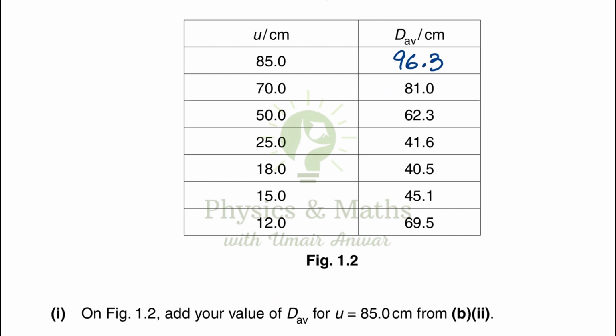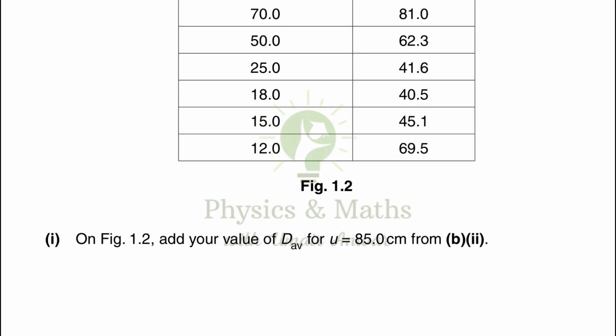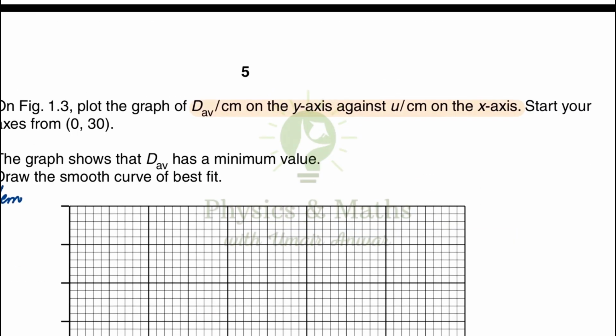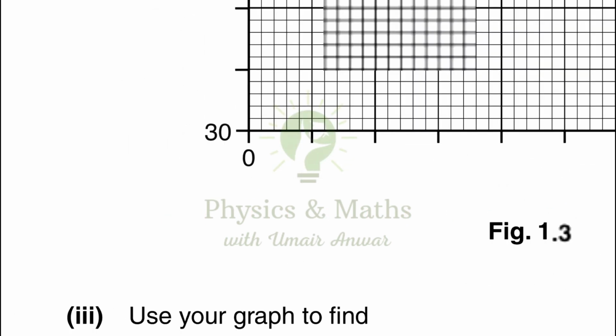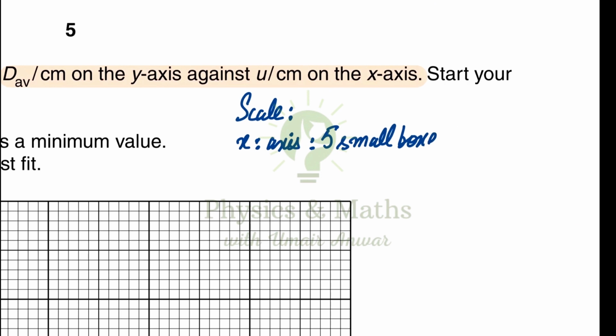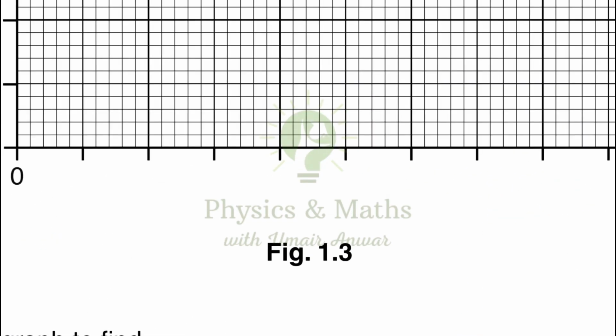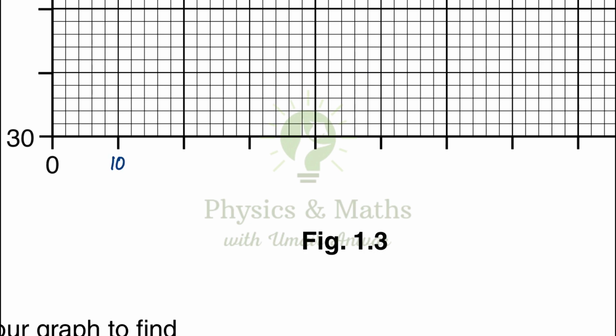Now we can see that the minimum value for U here is 12 centimeter and the maximum value is 85. So we have to take a scale accordingly for U, and we have 1, 2, 3, 4, 5, 6, 7, 8, 9 and 10 markings here. So the scale I'm using here on x-axis is 5 small boxes would represent 10 centimeters. So according to this scale, the values should be marked here, 10.